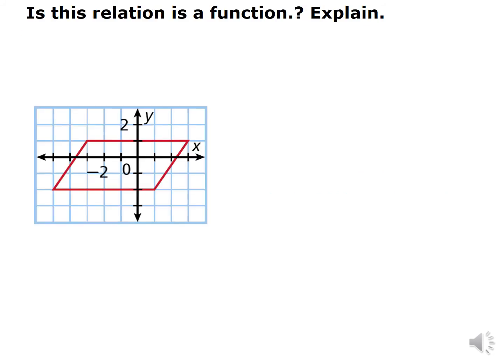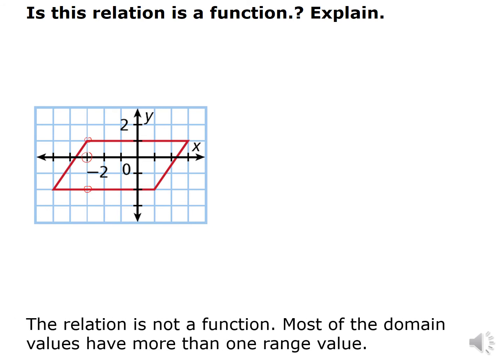Okay, so first ask yourself, is this relation a function? Well, I could use the vertical line test really quick, or I could also pick one value and see that it has more than one answer. So this is not a function. Most of the domain values have more than one range value, but it does have a domain and range.